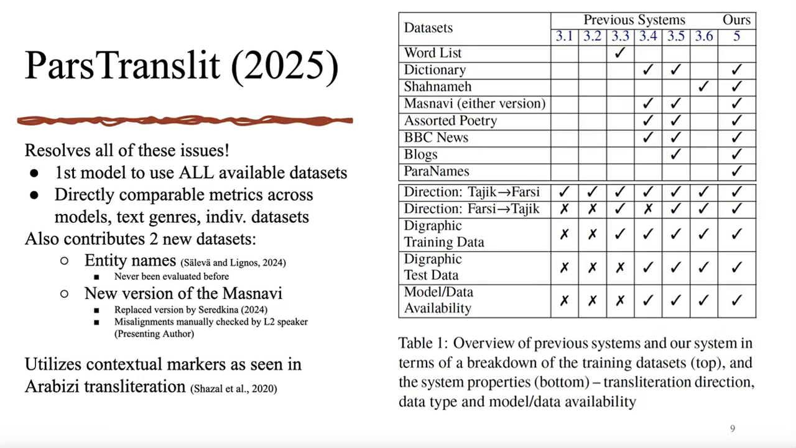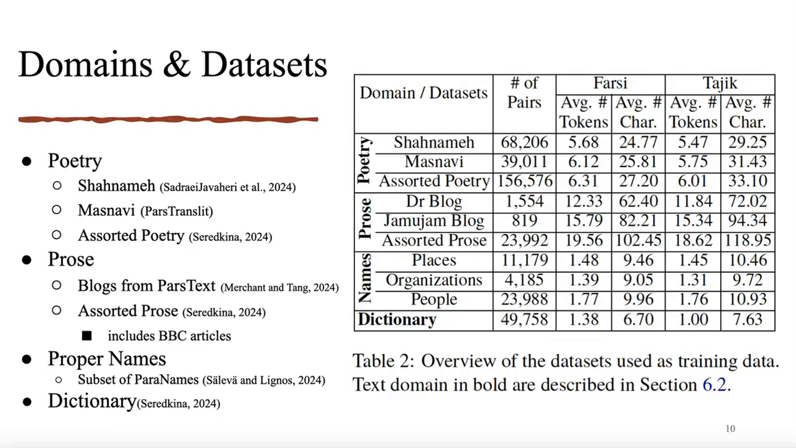We also contribute new datasets of our own, so entity names, which have never been evaluated before and have been taken from Wikipedia, as well as a new version of a previously available poetic work. We also include contextual markers, which are seen in Arabic transliteration, which is very important because, and it's never been done before, contextual markers help as the position of a character is very important in Farsi. So beginning of a token or end of a token.